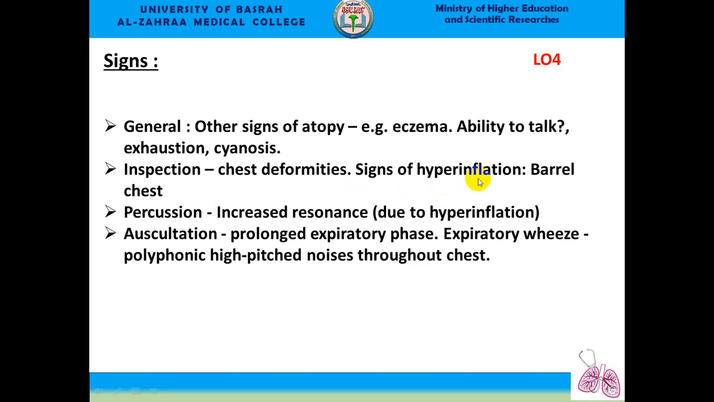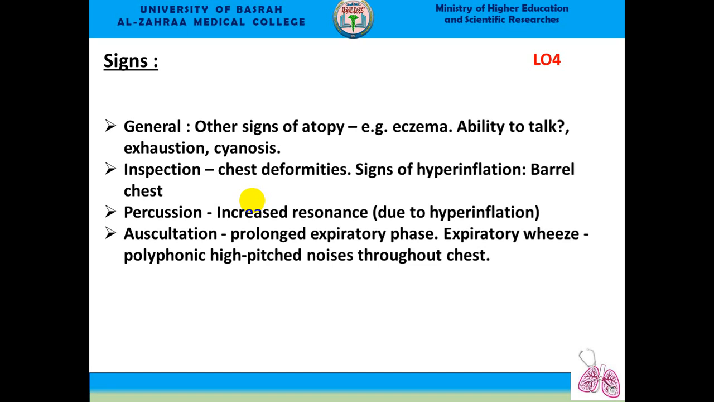And the sign of hyperinflation is what is called barrel chest. So the chest of the patient will be like a barrel. On percussion by the fingers, you will hear what is called increased resonance, and that is because of hyperinflation.